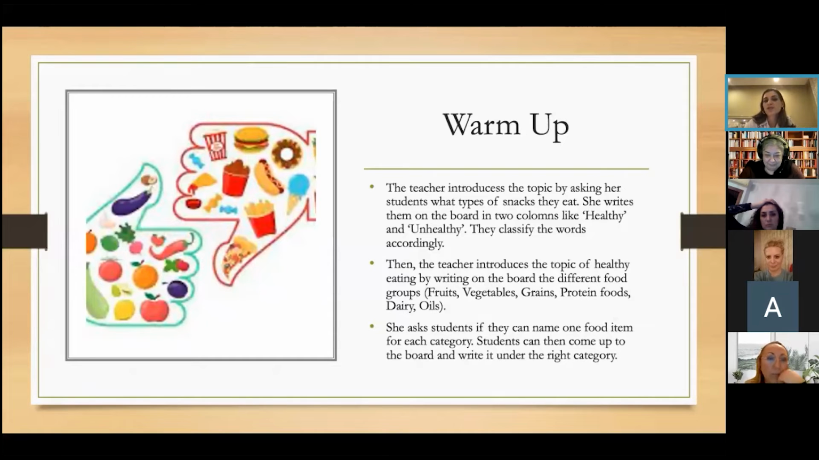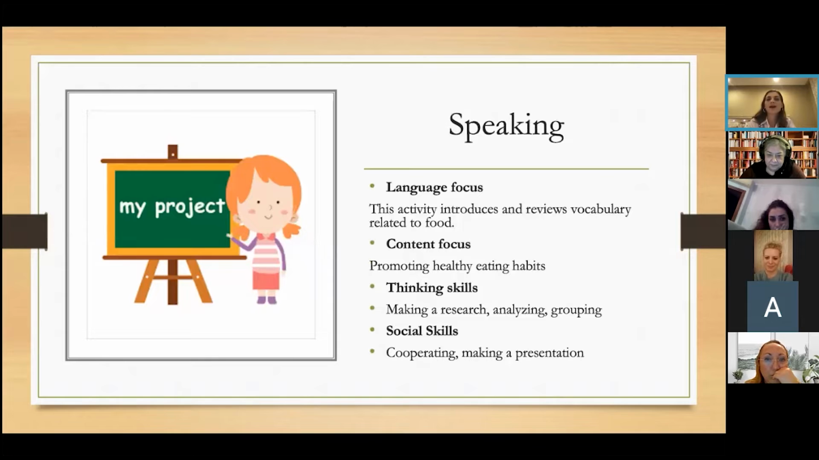Then the teacher introduces the topic of healthy eating by writing on the board the different food groups, like fruits, vegetables, grains, protein foods, dairy, oils. And she asks students if they can name 1 food item for each category. Students can then come up to the board and write it under the right category. These are all, let's say, considered as a warm-up activity and to introduce some key vocabulary items. Later, an activity to develop speaking skill.